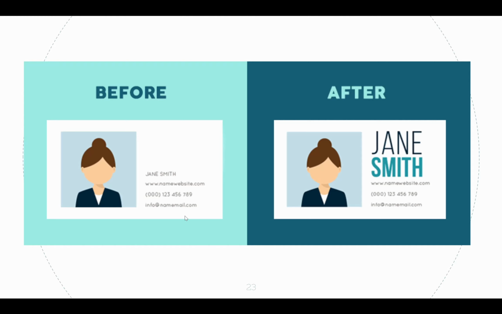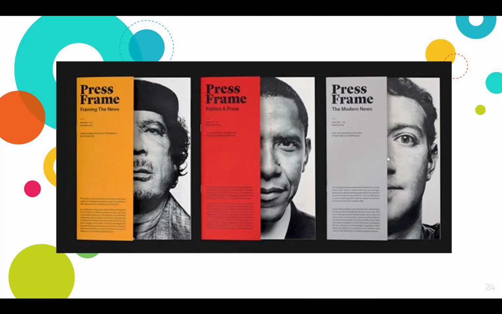And so you can see this sort of simplified version of before and after. Whose card is it? It's Jane's. Whose card is it over here? It's too small to tell. Over here, it's bold. Don't be a wimp, right?